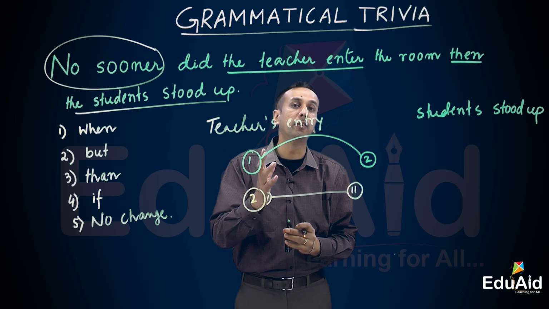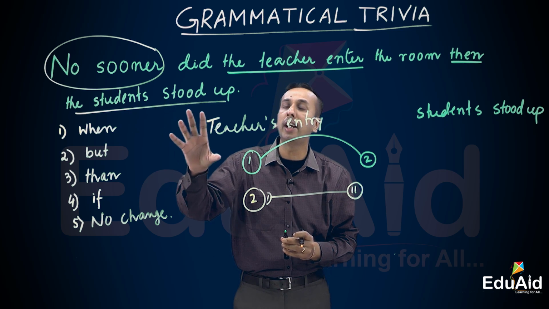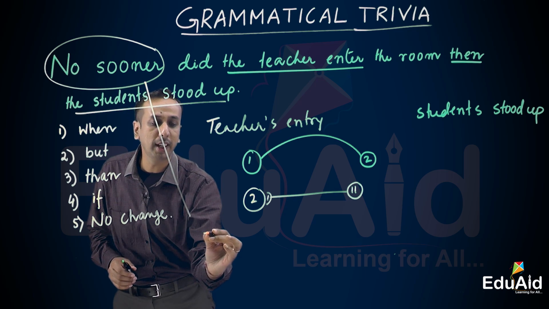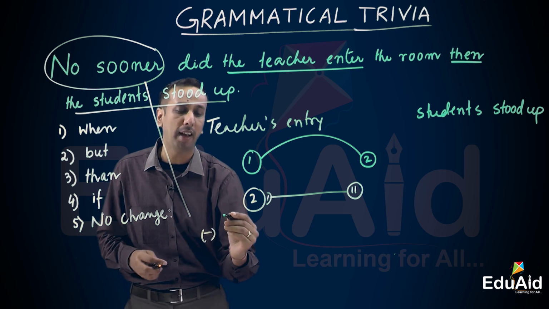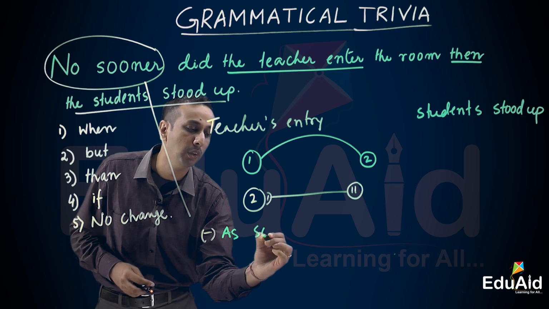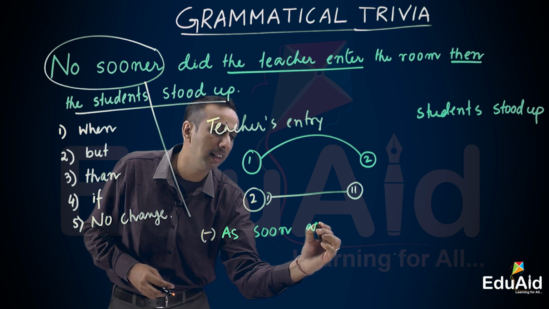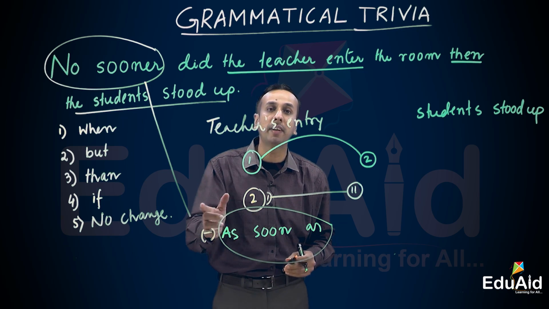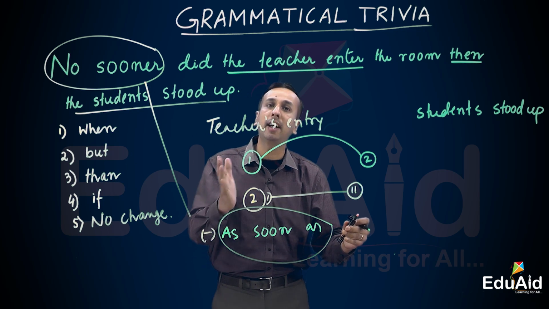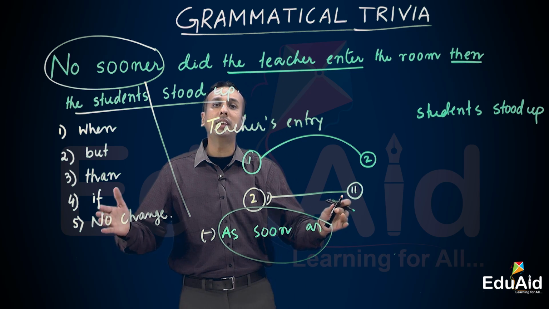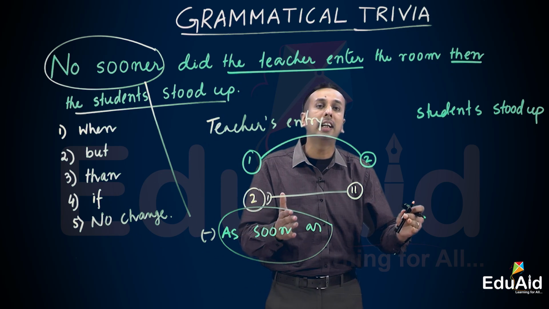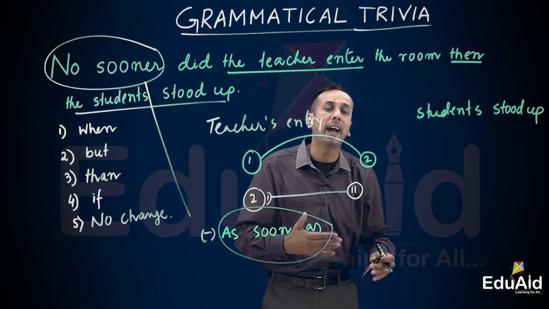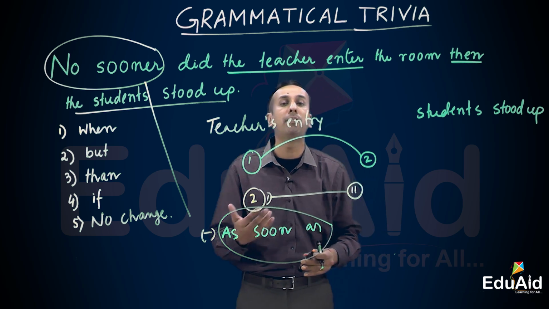Now to improve the sentence, see what we need. Say no sooner did the teacher enter. No sooner, some of you might know, is the negative version of the affirmative form as soon as. No sooner is the negative version of as soon as. So what is the implication of the sentence? Both the actions happen parallelly at the same point of time. I repeat, no sooner implies both the actions happen parallelly at the same point of time.